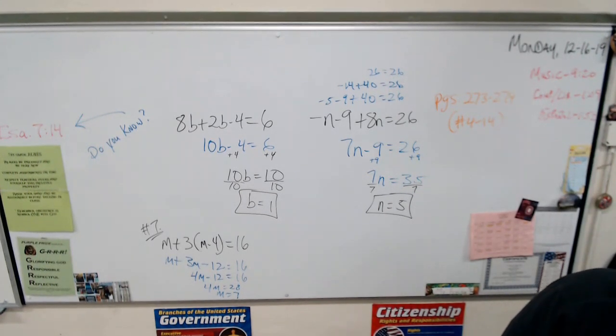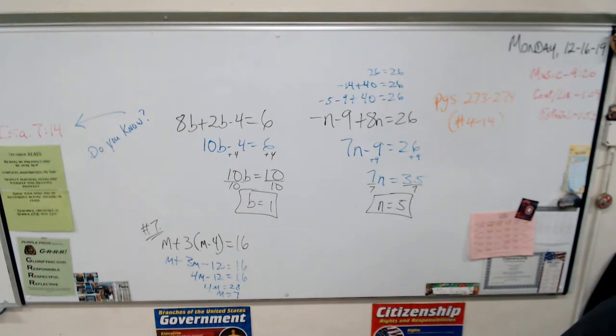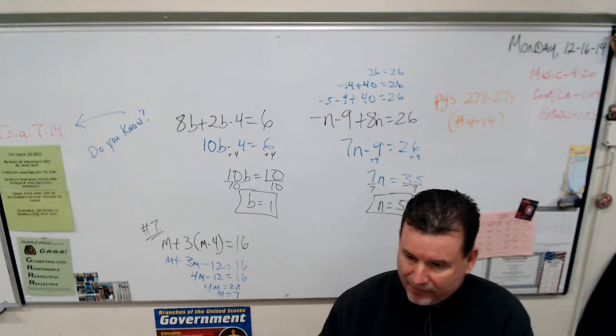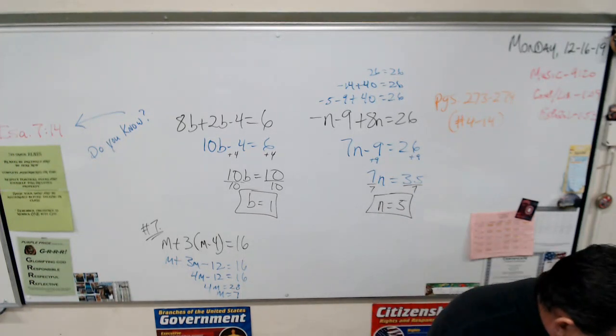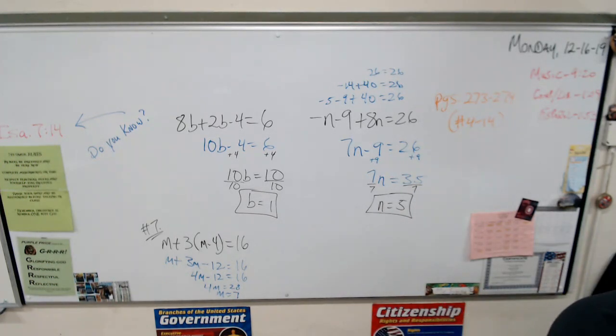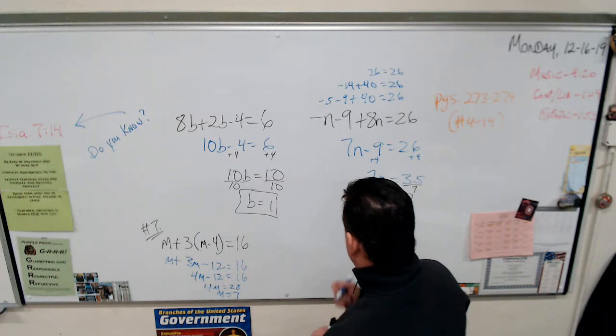Number 12. Nobody asked about 10. That's okay. Number 12. Decide whether the given value is a solution of the equation. If not, find the solution. They gave you negative 10. So your job in number 12 is to take the negative 10 and plug it in there for y. When you did that, you got negative 20y, and inside the parentheses, well, I'll write it out. 2y minus 5.